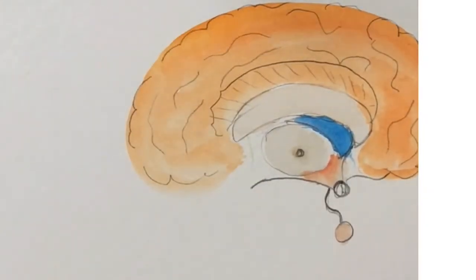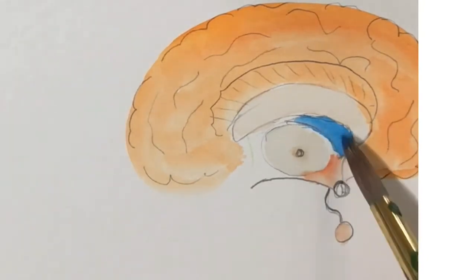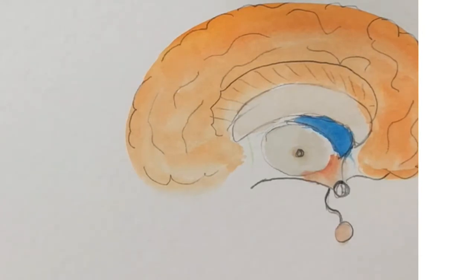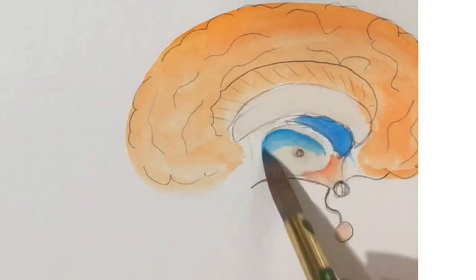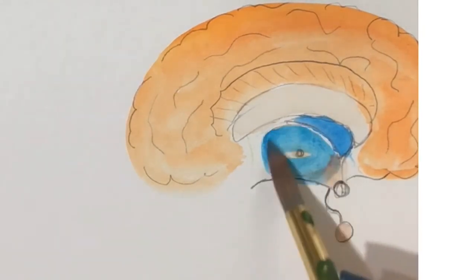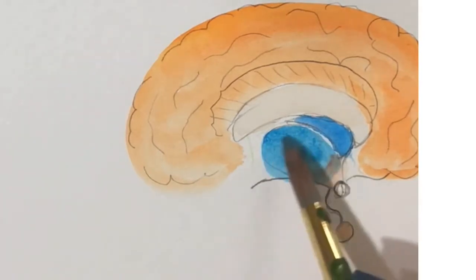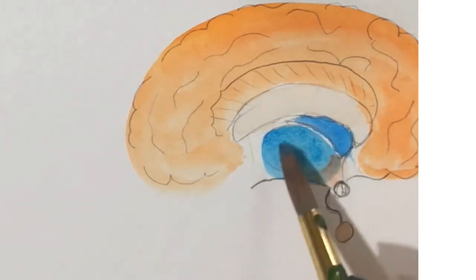We have another ventricle here. Now this ventricle is not the lateral ventricle seen there. Instead, it fills up this whole space where we see the thalamus and the hypothalamus. So this whole region right here is called the third ventricle.